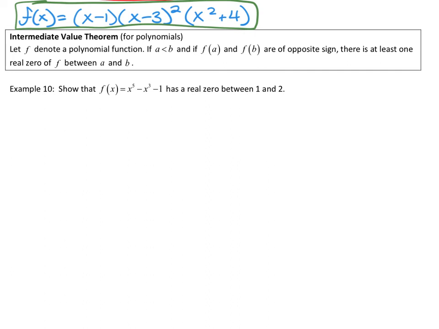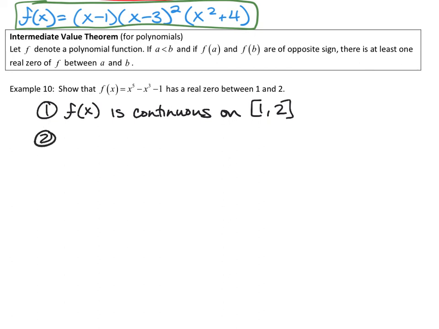So to show that f of x equal to x to the 5th minus x to the 3rd minus 1 has a real zero between the x values of 1 and 2, we would need to prove the following. First, since f of x is an odd degree function, f of x is continuous on that closed interval between 1 and 2. We know this about fifth power functions, that they're continuous. We didn't have a square root, we didn't have a rational, there's no point of discontinuity for that function.